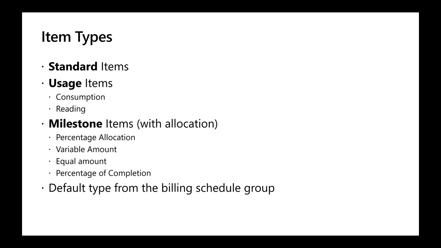And the item type does default from the billing schedule group. Brian will walk through that as well, but it's just a default. You can change that on each of those billing schedule lines.